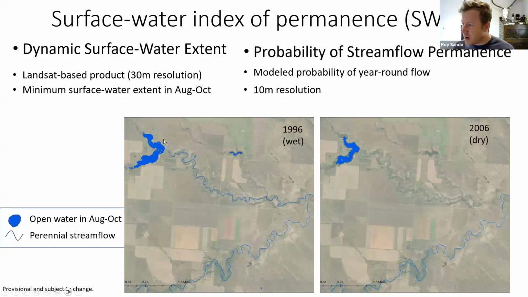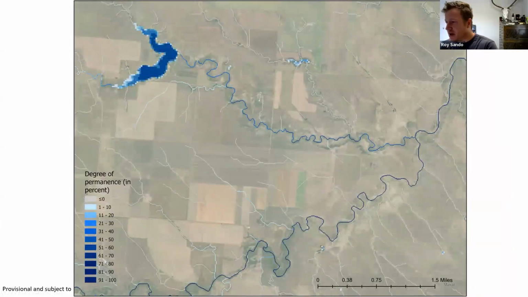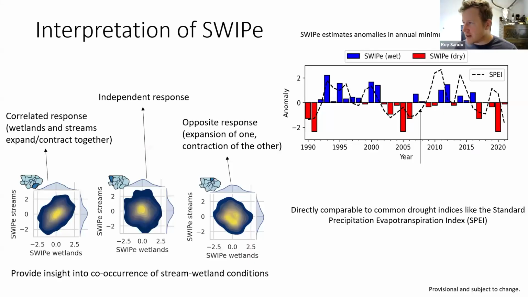So you can see during the wet year, the reservoir expands, the permanent stream channel expands. However, when you get to a dry year in 2006, you can see the reservoir contracts quite a bit, and we lose that prediction of perenniality in the stream flowing out of that reservoir. So when you combine those over the period of record, you can get a handle on how often these locations are inundated. And what that allows us to do is come up with an index over time of anomalies.